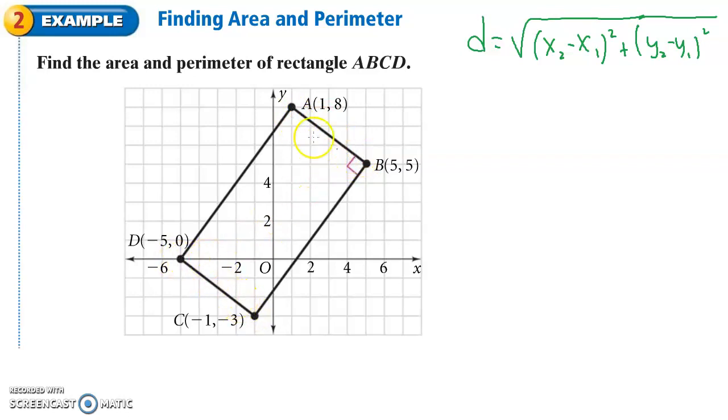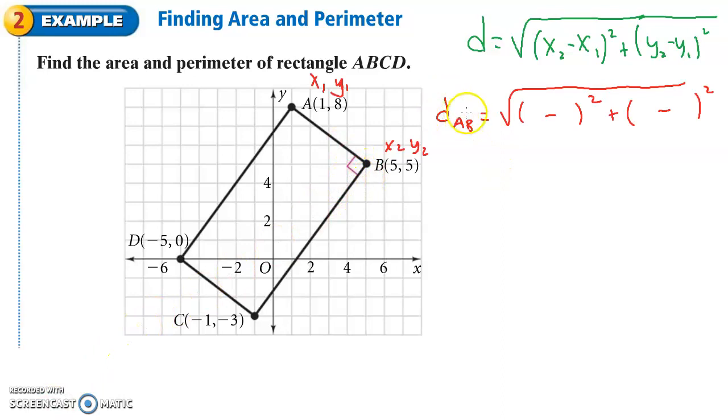Alright, so if I can find this side length and this side length, I can potentially find the area and perimeter, but I would also need the other side length. So here's what we're going to do. In order to find the area and perimeter, I need to go ahead and find these side lengths. What I'm going to do is use the distance formula to figure out the distance from point A to point B.